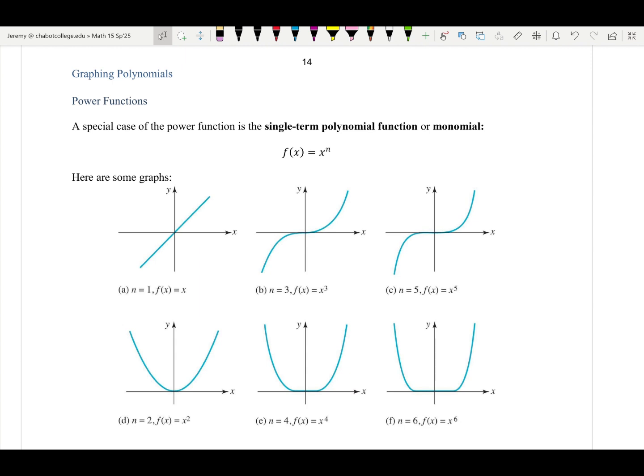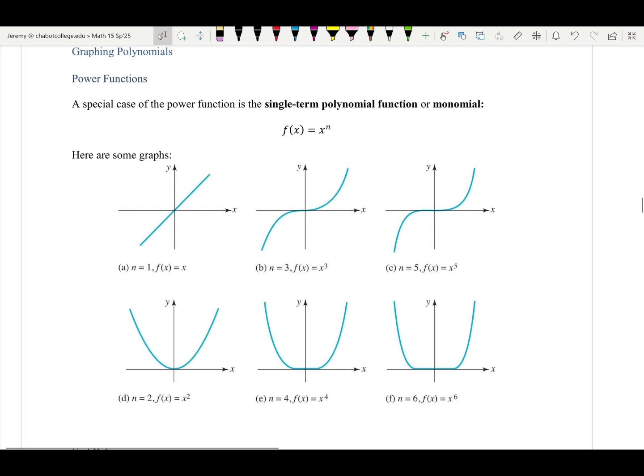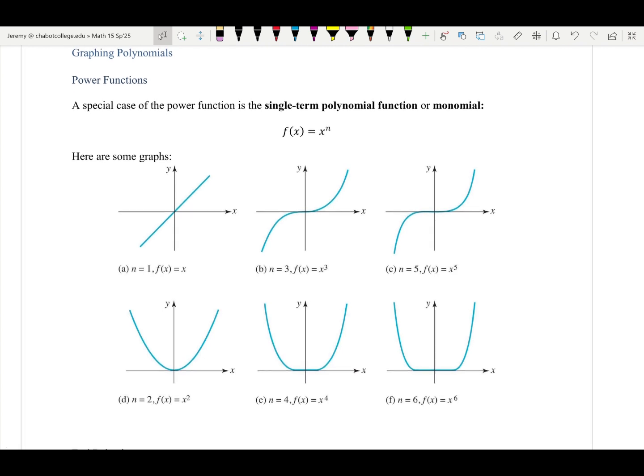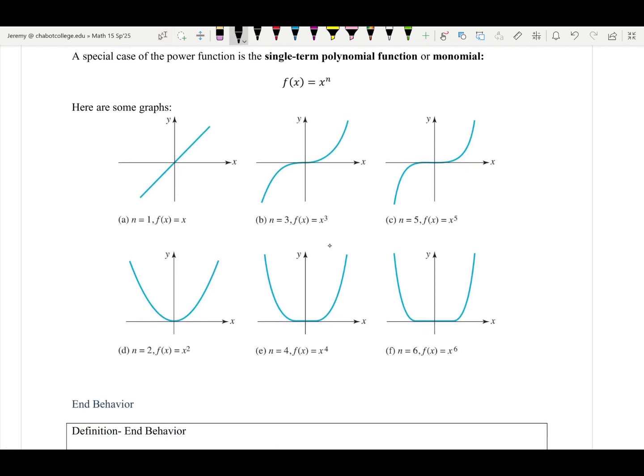And these are just polynomials where they have a single term and the leading coefficient is 1. So for n equals 1, f of x equals x, we could think of it as our parent linear function. If we have degree 2, f of x equals x squared, this is kind of like our parent quadratic function, the parabola. Degree 3, we have this type of shape here. Degree 4, it looks very similar to a parabola, but just a little more flattened out.